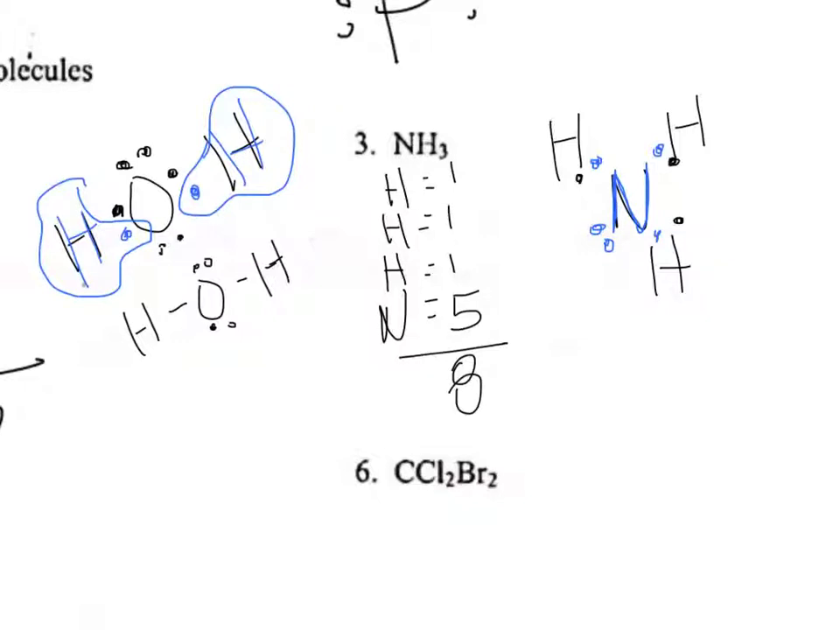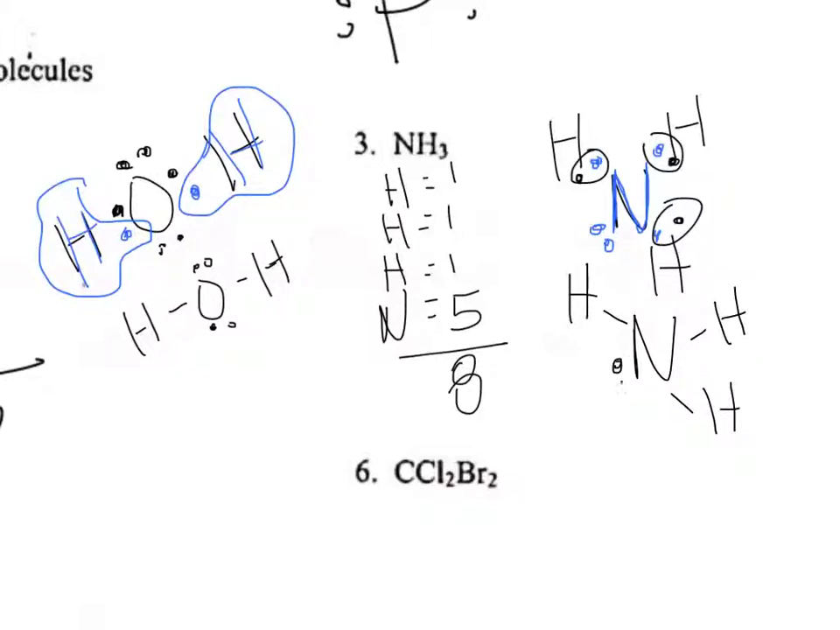I think I'm correct. This is a bond, this is a bond, this is a bond, and counting up, each hydrogen, because they're sharing, has 2 next to it, and the nitrogen has 1, 2, 3, 4, 5, 6, 7, 8. Good. So it would look like this. Hydrogen, hydrogen, and hydrogen all bonded to the nitrogen with 1 lone electron pair off there.